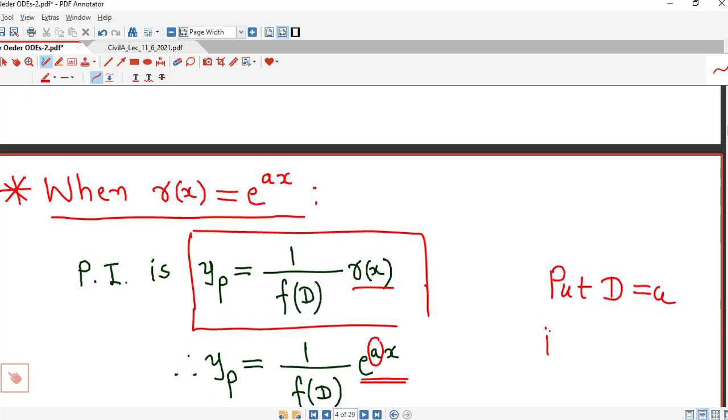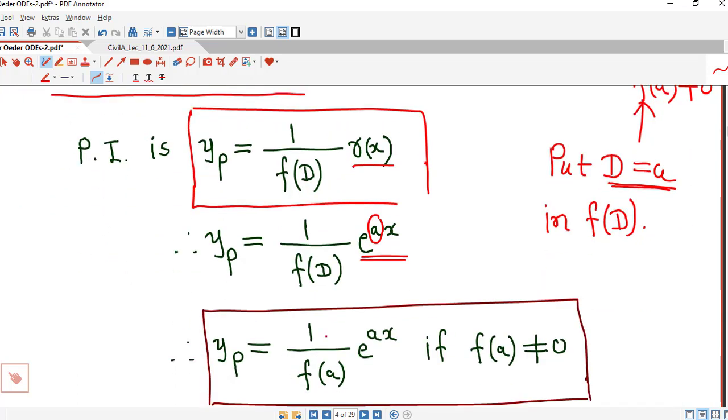So we will put D equal to a in this polynomial function in D. F of D is a function of D. So in this function we will replace D by a and we will obtain f of a. Now if the value of function f of D at D equal to a is non-zero, then we will keep it as it is, and we have particular integral equal to 1 over f of a times e raised to ax, if f of a is non-zero.